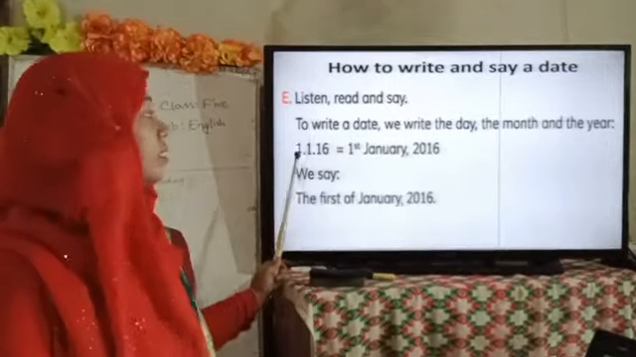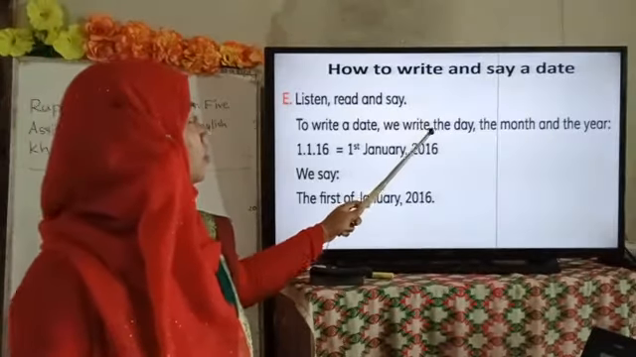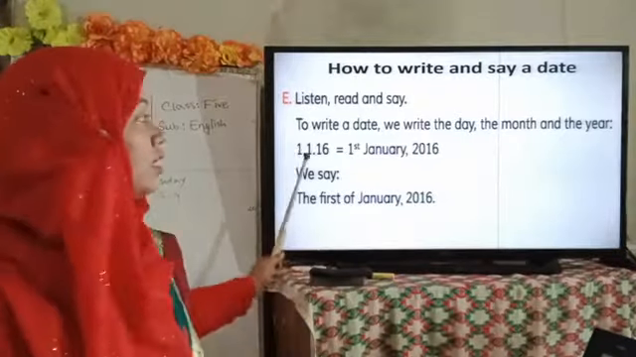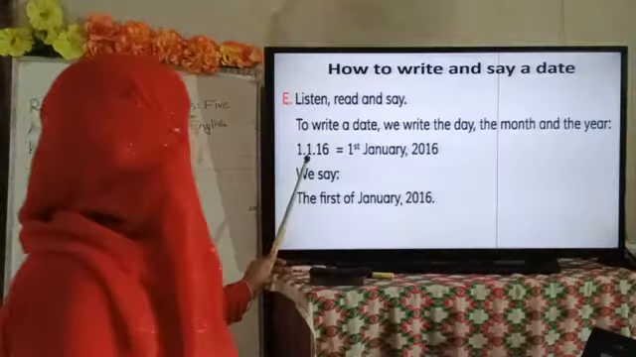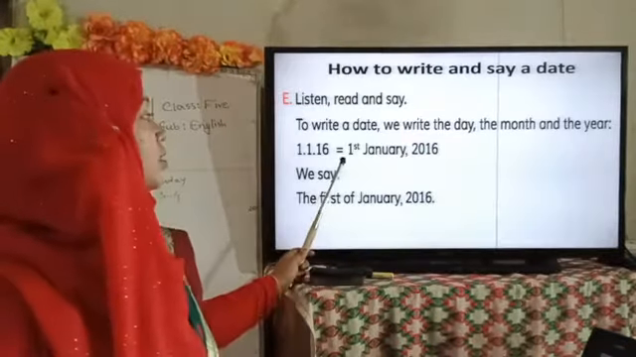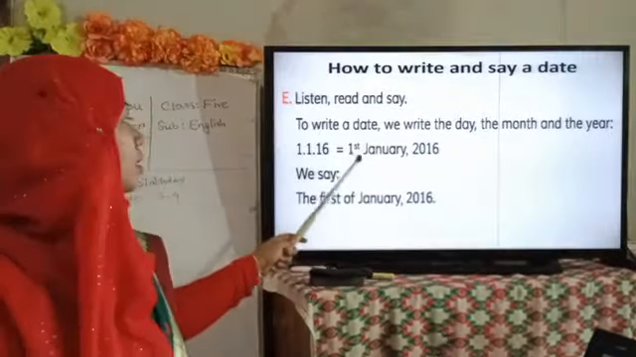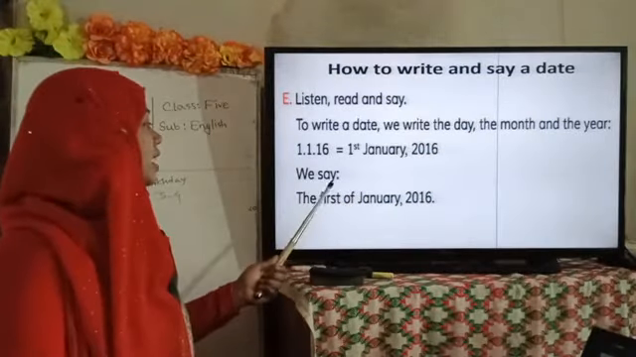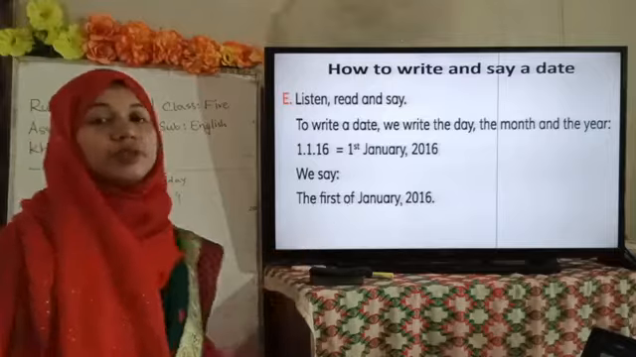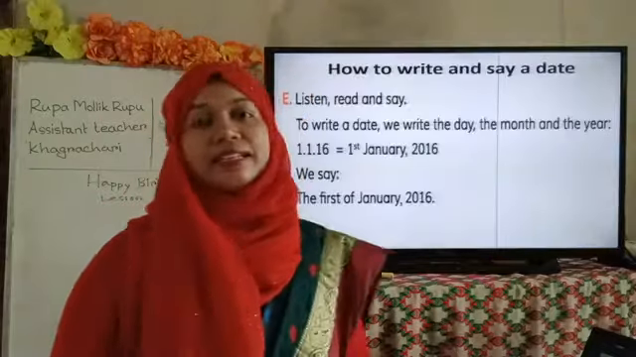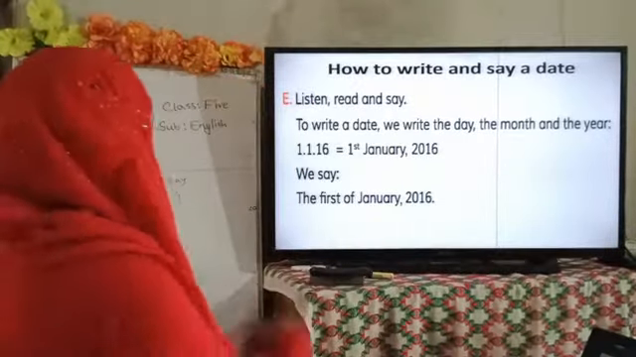It's 1. Then we write the day. At first we have to write the day, 1. Then the month, January. Then the year, 2016. We can write it as 1st January 2016. And we say it, the 1st of January 2016. We say the 1st of January 2016. So dear students, now look at the board.